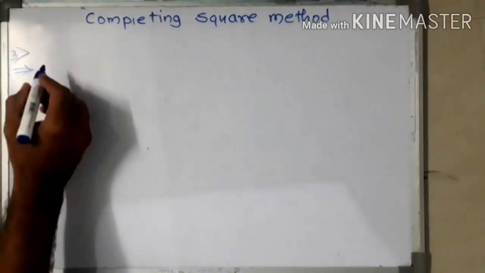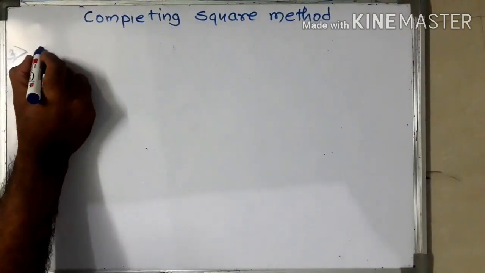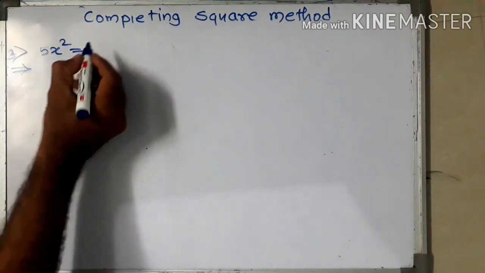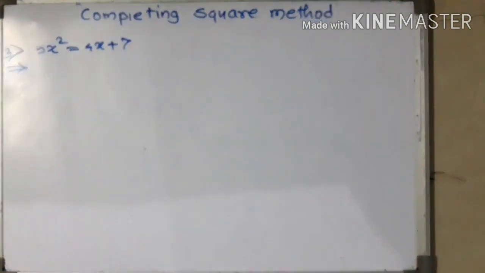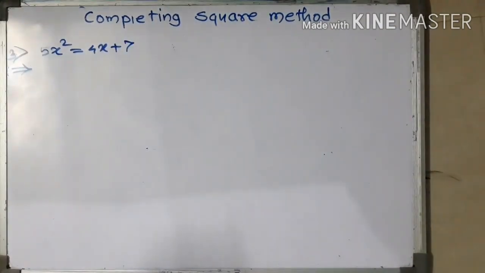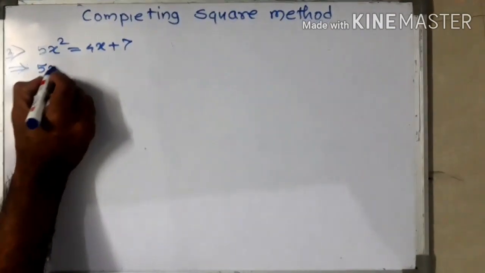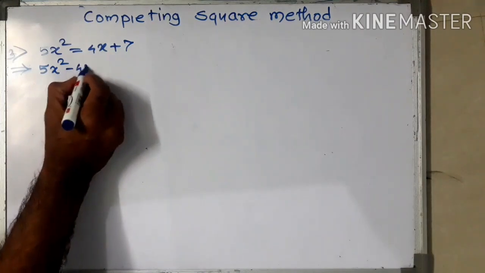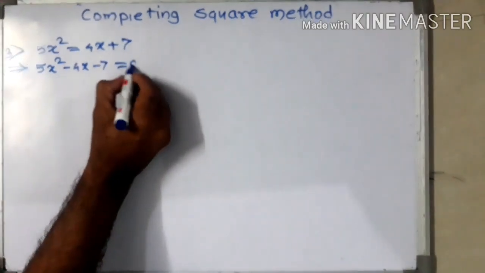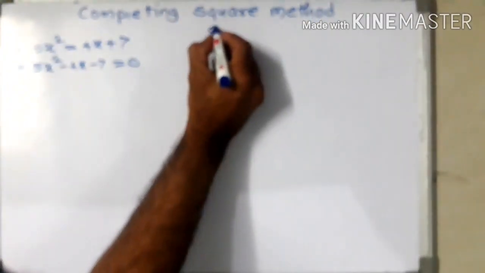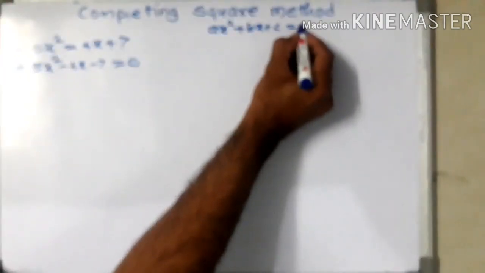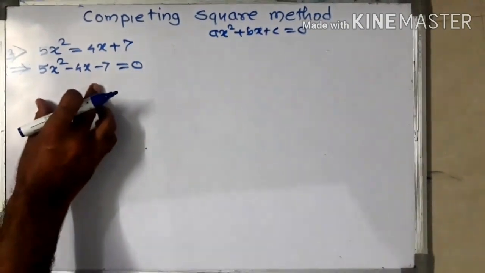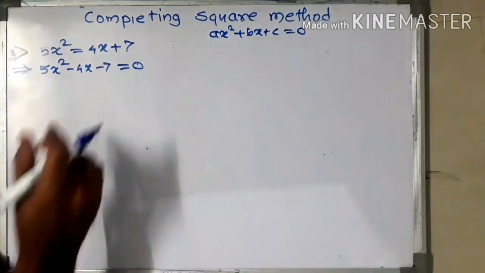Let us see another example. 5x square equals to 4x plus 7. First, you have to modify that equation into standard form. 5x square minus 4x minus 7 equals to 0. We know that the standard form is ax square plus bx plus c equals to 0. Now we modified that equation into standard form.